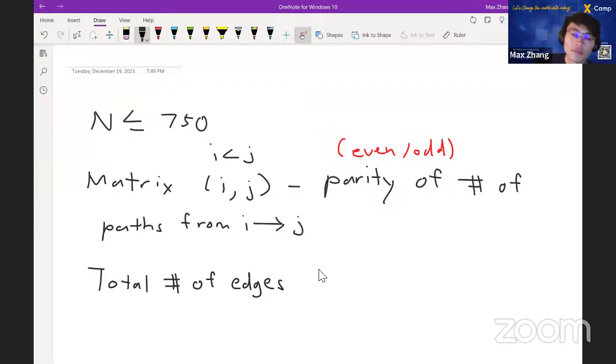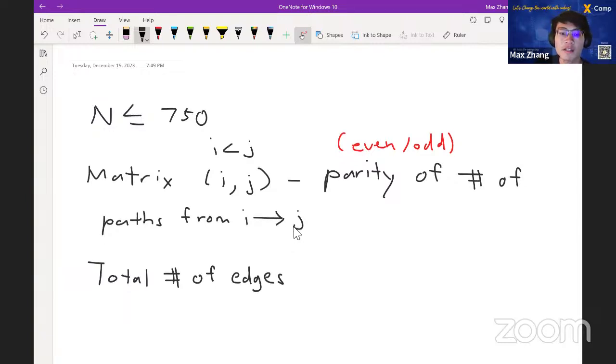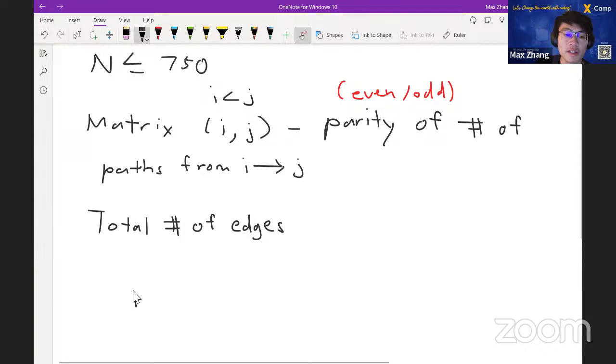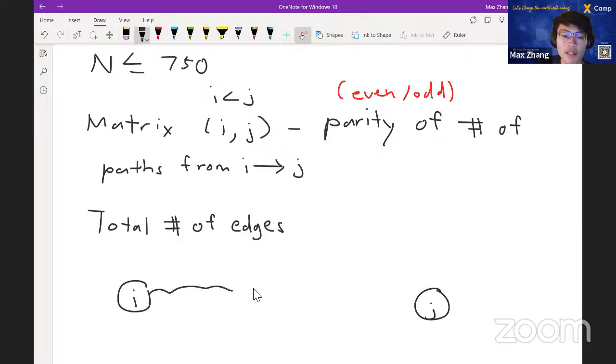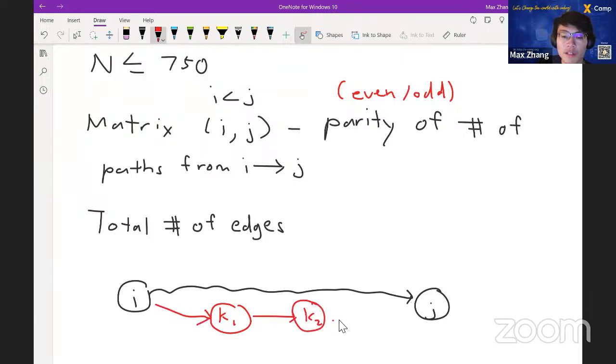Well, when we look at this condition of parity and try to analyze the number of paths, let's say we fix a pair i, j. Then a path from i to j can be a direct path, i going to j, or it can go through some intermediate vertices. It might go to some intermediate vertex k1, then some intermediate vertex k2, and so on and so forth, and eventually it reaches j, right? That is the other possibility.